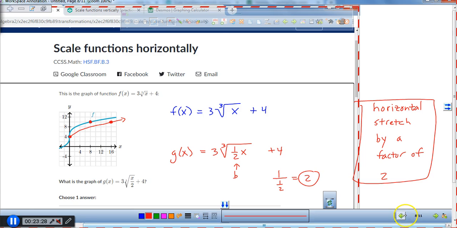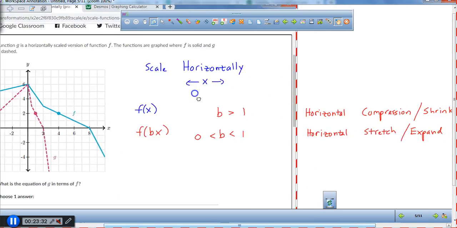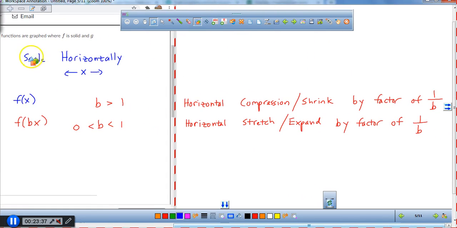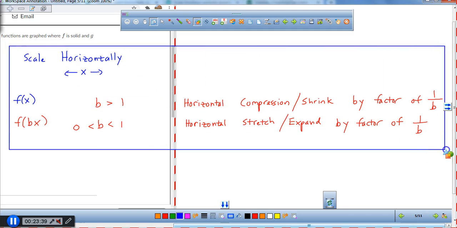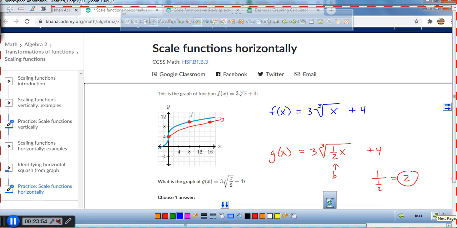So what do you need to make sure you have in your journal here? This part right here. This is huge. You might want to pause the video and make sure that you understand that if b is greater than 1, it's a horizontal compression. If it's less than 1 but greater than 0, it's a horizontal stretch by a factor of 1 over the b value. That will definitely help you when you are working on these problems.